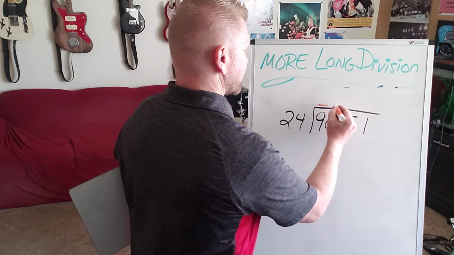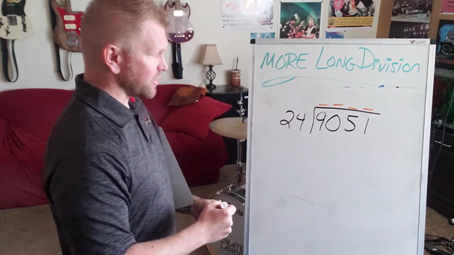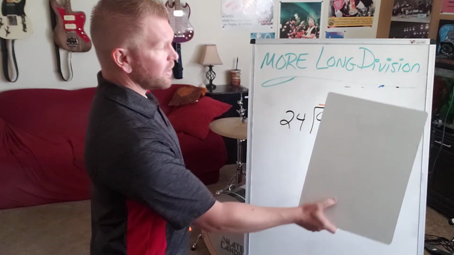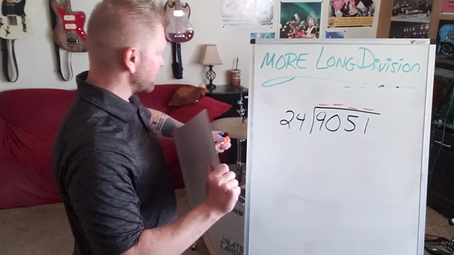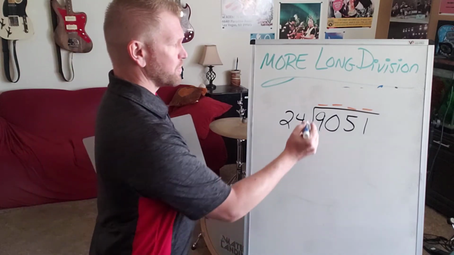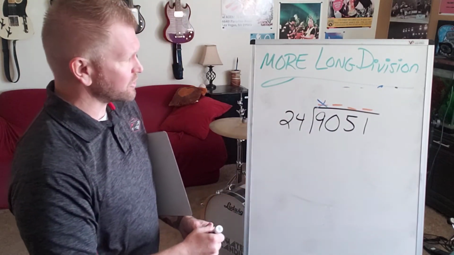Start with your hangman blanks. One blank above each digit. 24 to 9. 24 is bigger than 9. It's not going to fit in there. That tells me 0 goes in this place, which means I don't need that digit right there.